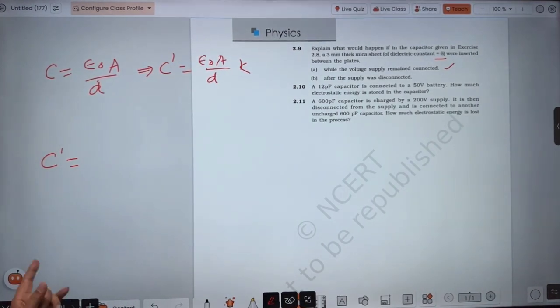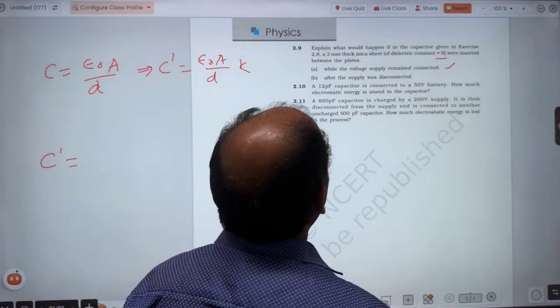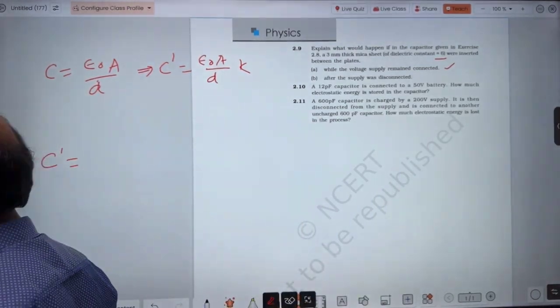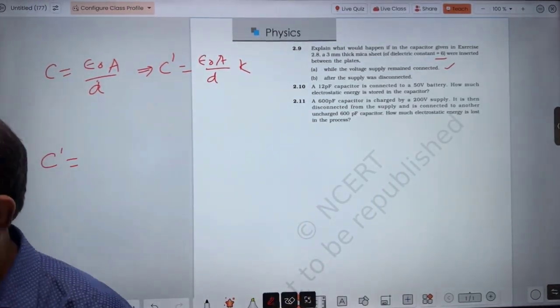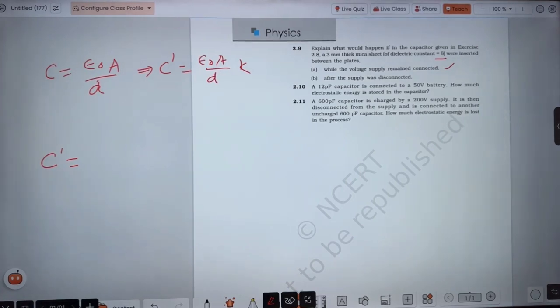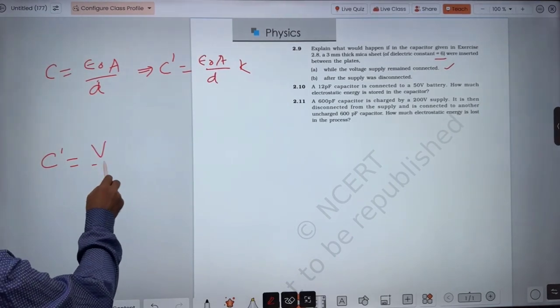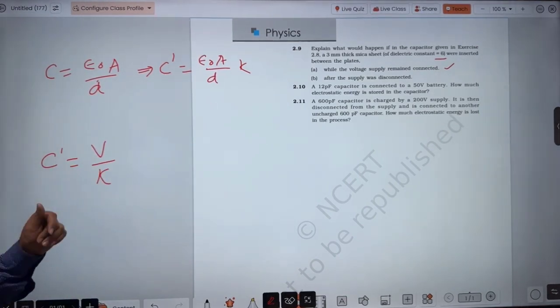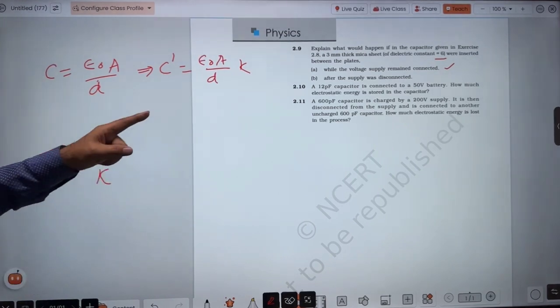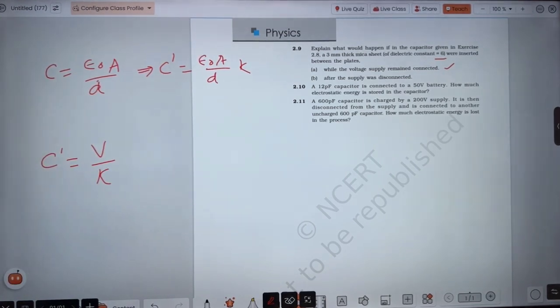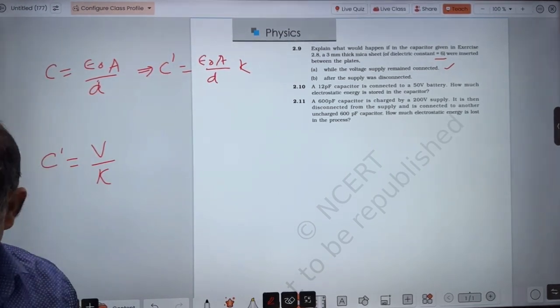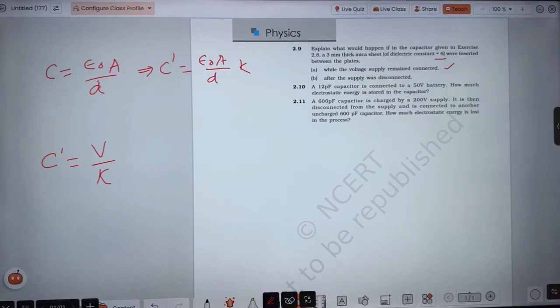Now let's see the next question. A 12 picofarad capacitor is connected to a 50 volt battery. How much electrostatic energy is stored in the capacitor? If you remember, electrostatic energy U is given by half CV square. 1 by 2, capacitance is given as 12 picofarad.